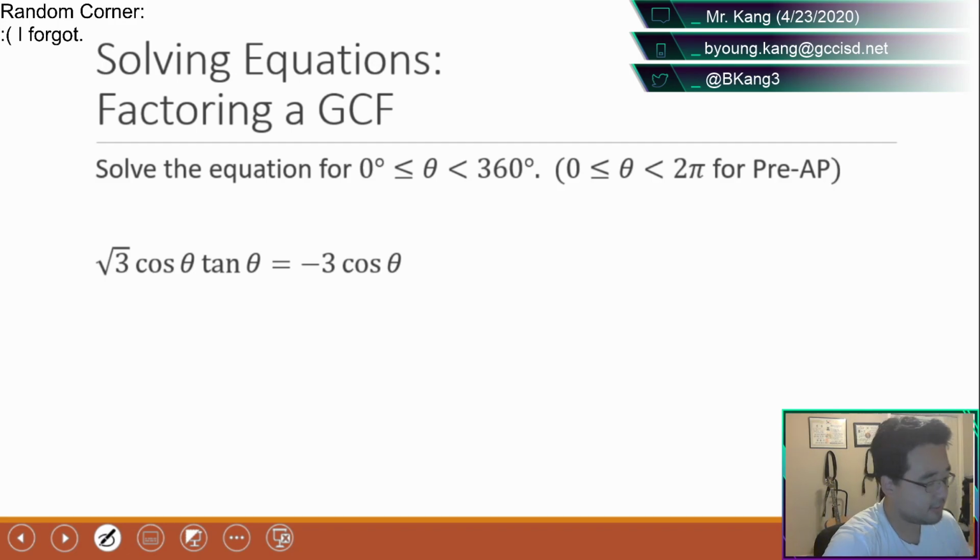So step one here, if you see multiple trig functions, like I see cosine, cosine, tangent, that's a good indication that you're going to have to factor something. So step one, in order to factor, I need all of my common factors. I need everything on the same side of the equal sign. So I'm going to add the 3 cosine over to the left.